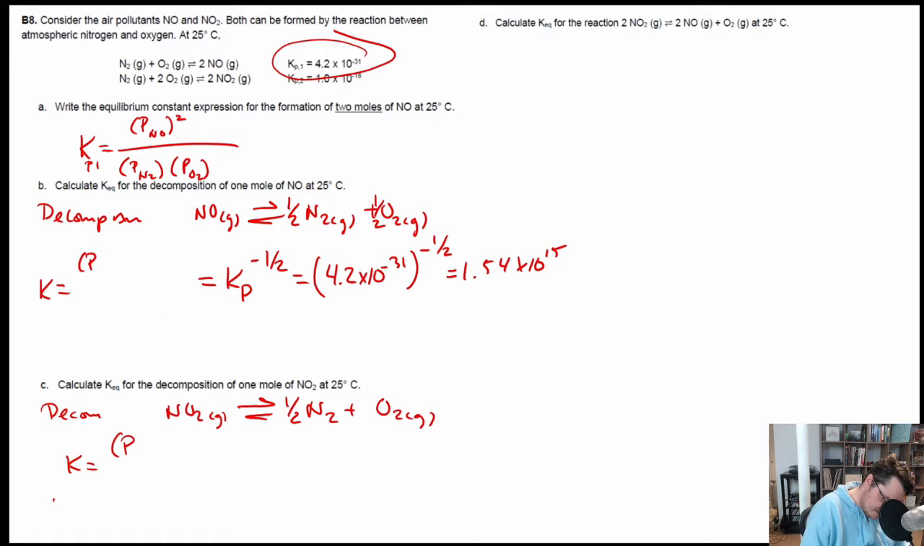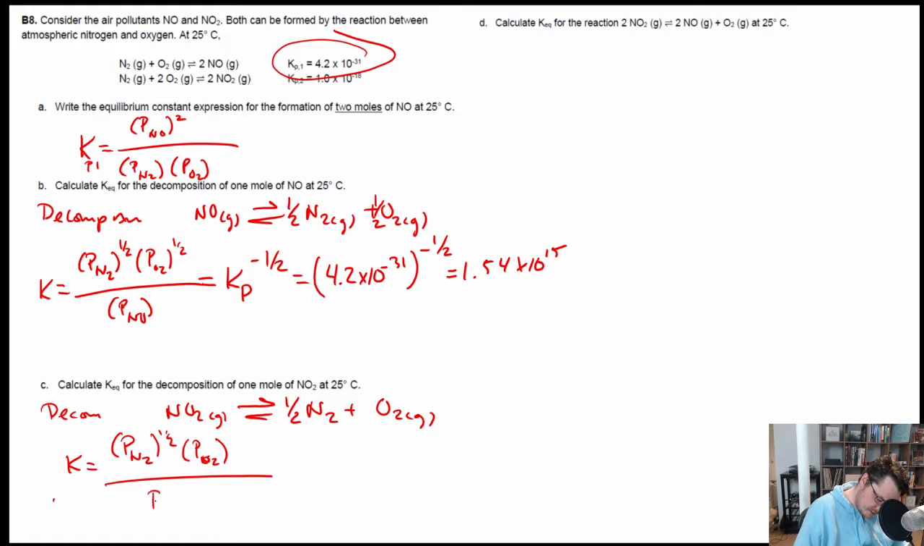This should be P N2 to the power of 1/2 over P of O2 to the power of 1/2 over P of NO. Right, so you get the P N2 to the power of 1/2, P of O2 on its own, and then P of NO2 on its own. So again, it's a very similar thing where now it's going to be the Kp of 2 that we're going to be plugging in here.